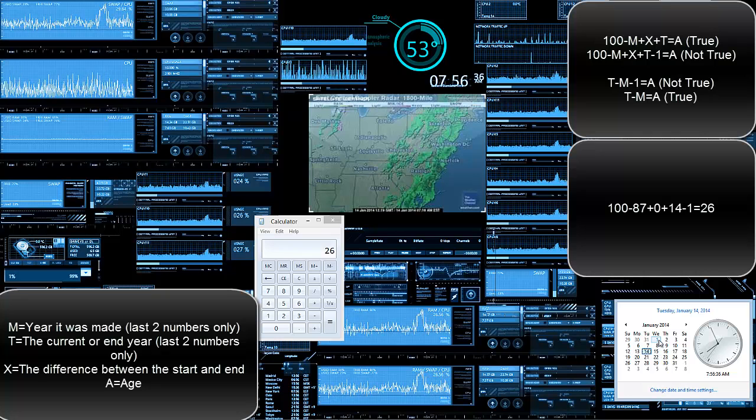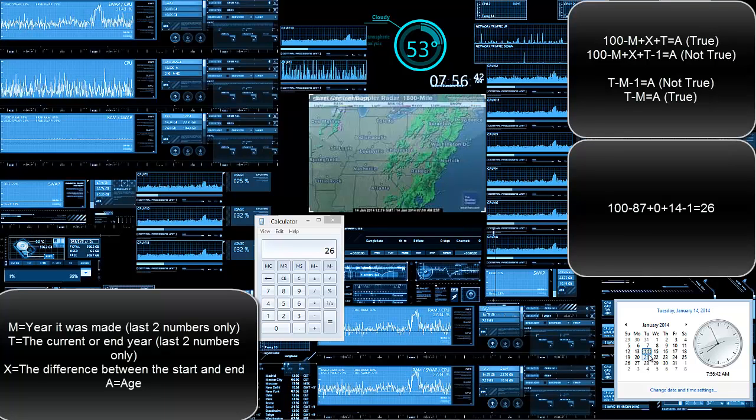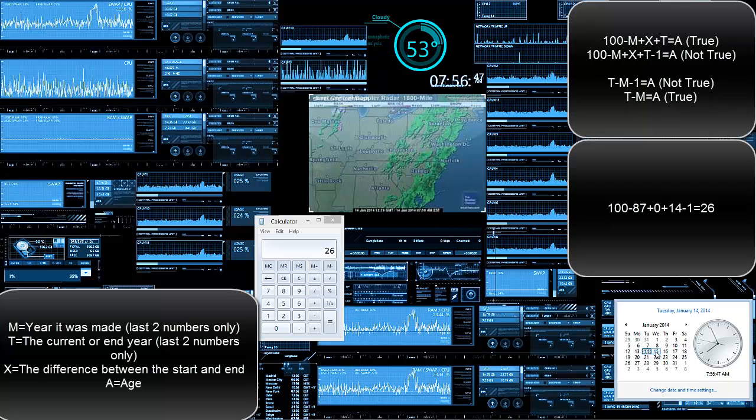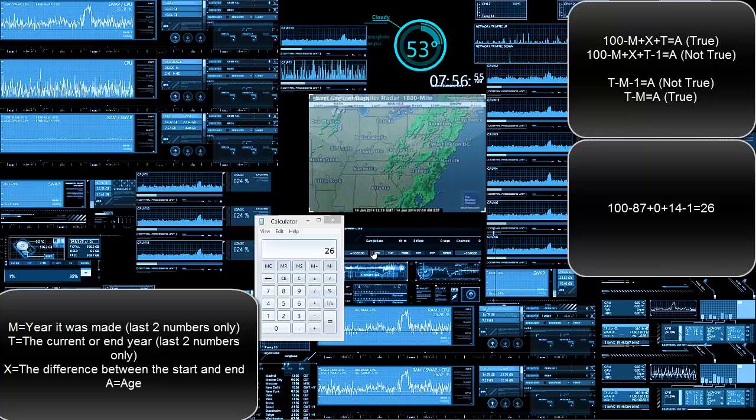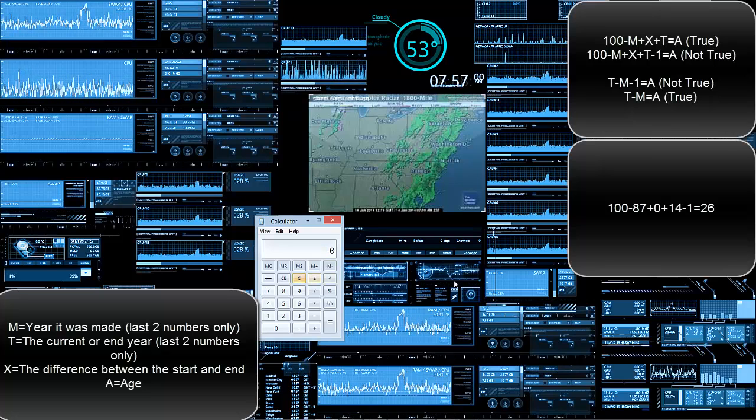However, what you're looking at is if the month and day is between January 1st and the current day you're at, then the answer is true. However, if the month and day is not that, then the answer is false, which means it's -1. So basically what this means is I'm currently 26 years old. Easy enough as far as that goes.